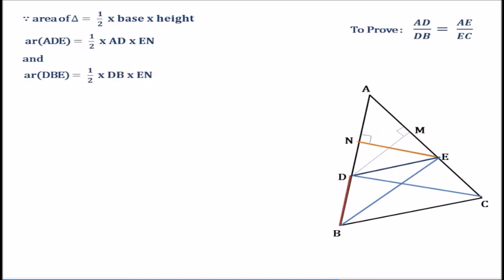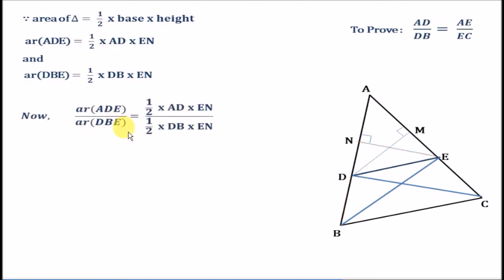Now let's divide area of ADE by area of DBE, which will equal half into AD into EN by half into DB into EN. Cancelling out the common factors, first half, half, then EN, EN. So we got area of ADE by area of DBE equals AD by DB. So we have got the left hand side of the assertion. So let's give this as equation number 1.